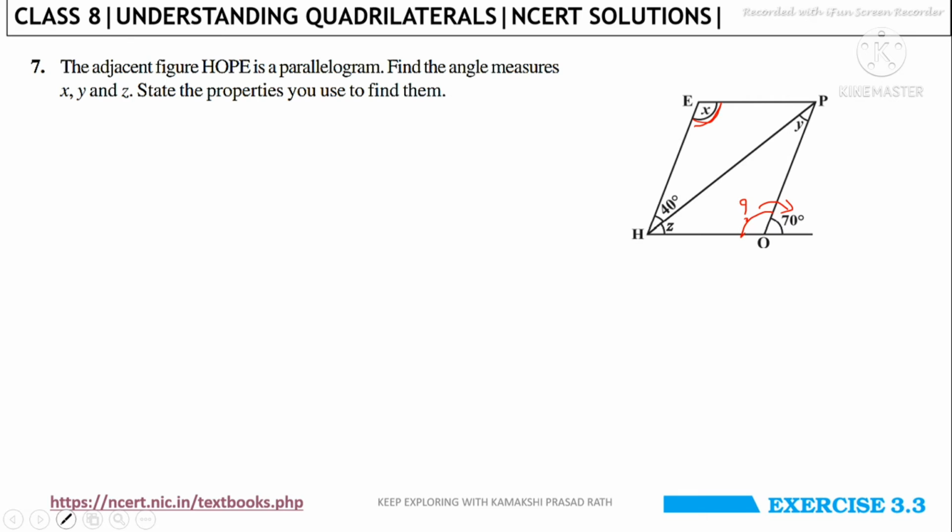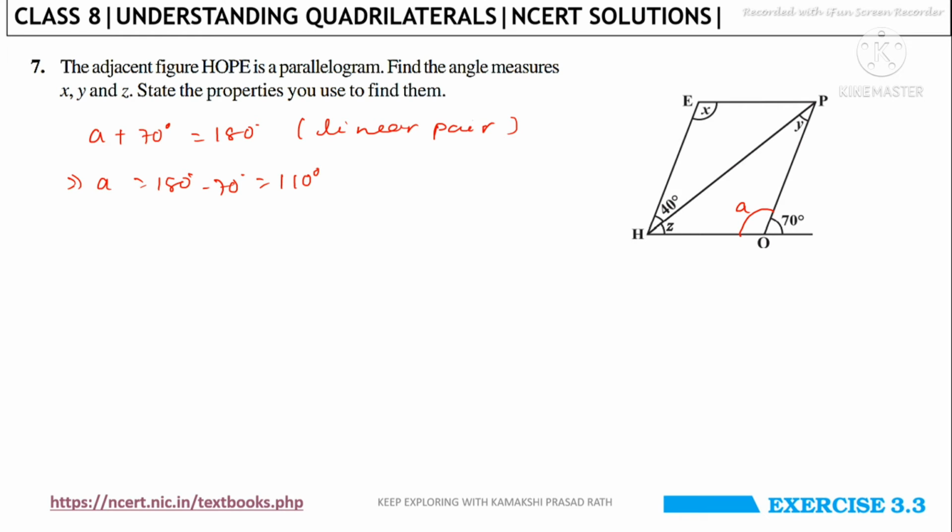First of all, let's find the interior angle of 70 degrees. As the 70 degrees is the exterior, let us name the interior angle A. So let us first find angle A. A plus 70 degrees will be 180, because they form a linear pair. So A equals 180 minus 70, that is 110 degrees. So angle A becomes 110.